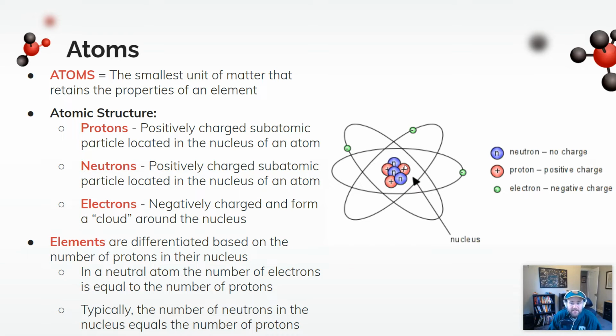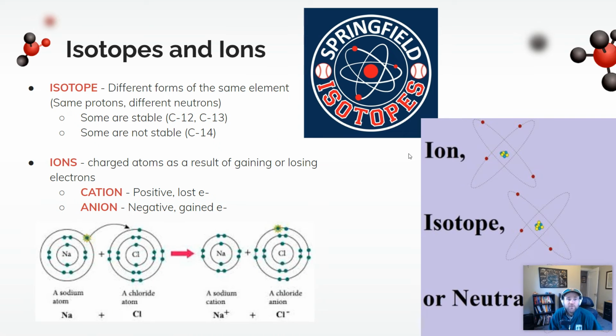Each element is differentiated, so one element is different from another based on how many protons they have in the nucleus. All we care about is how many protons are in the nucleus to determine what element it is. Now, if electrons or neutrons change, we have different forms of that same atom. For example, an isotope is where you have more or fewer neutrons.